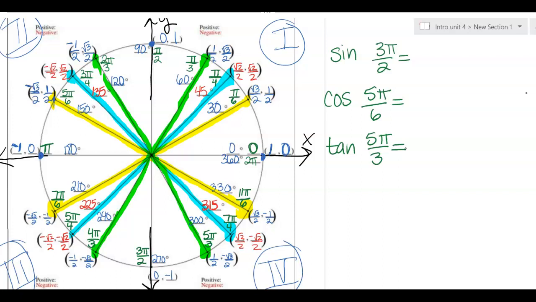So sine of 3 pi over 2, when I read that, I say sine is the y coordinate, and then I go to 3 pi over 2. You should recognize that as a radian. This radian is marked on your circle. 3 pi over 2, that's the same as 270. The sine at that position is -1, because the y coordinate is -1.